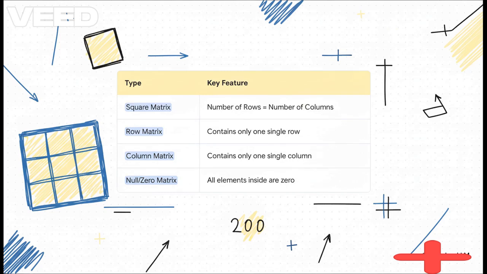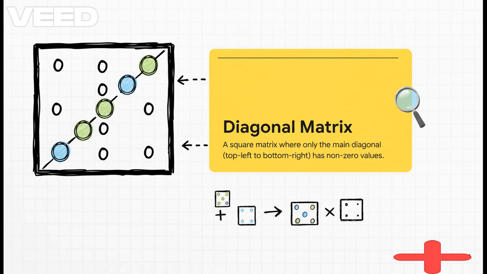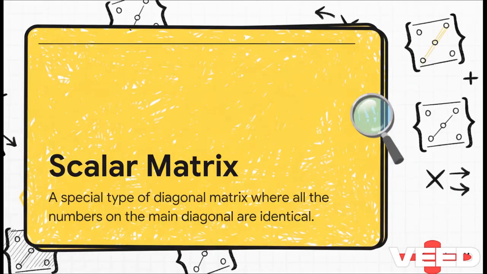See? Easy enough, right? Now, building on that, we have the diagonal matrix. This is a type of square matrix where the only numbers that aren't zero are on the main diagonal, that line that runs from the top left corner down to the bottom right. Everything else, zero. Now take that idea and get even more specific, and you get a scalar matrix. It's a diagonal matrix, but it has one extra very important rule. Every single number on that main diagonal has to be the exact same. So they're all 5s, or all 2s, or all whatevers.